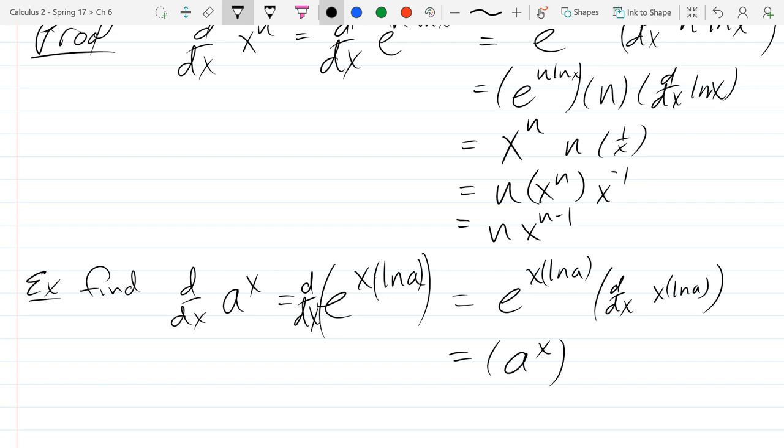So e to the x ln a is just a to the x. And what about the derivative? What's the derivative of x times ln a? You're thinking too hard. x times a number, what's the derivative? That number, ln a.